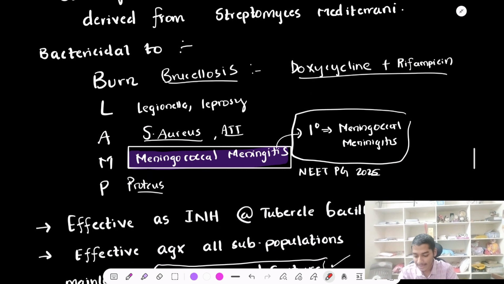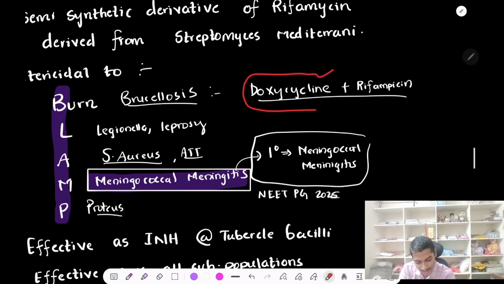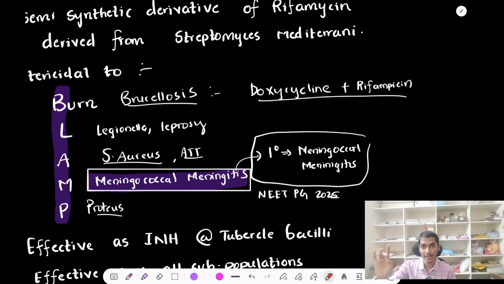It is effective for many other bacilli, not only Mycobacterium tuberculosis. So this is the basis for the NEET PG 2025 question. We have the mnemonic BLAM to remember. First we have brucellosis. In brucellosis, the drug of choice is doxycycline plus rifampicin. Then L stands for Legionella as well as leprosy. A stands for anti-tubercular drug as well as Staphylococcus aureus.